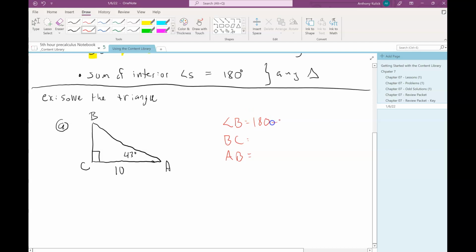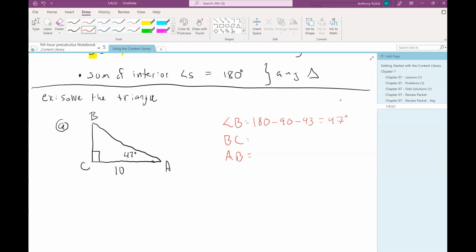Good. Yeah. So we're just going to use that third bullet point. So 180 minus 90 minus 43 is going to give us whatever angle B is. Everybody happy there? Cool.